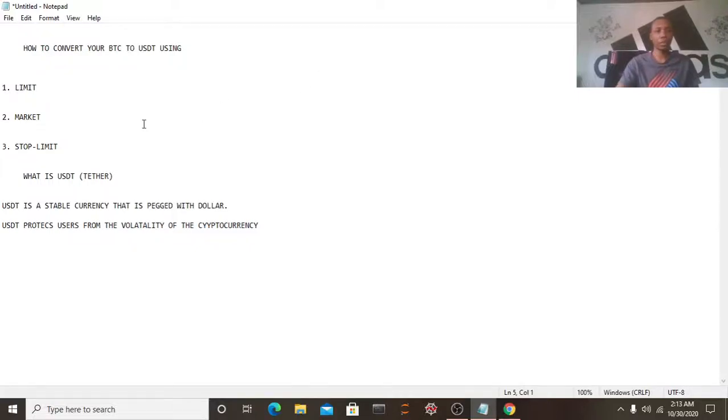Hello guys, today I'm talking about how to convert your BTC to USDT using your limits, your markets, and your stop limits. But my main focus will be on this stop limit over here. USDT is also known as Tether. You can see it here, Tether. So the abbreviation of it is USDT.